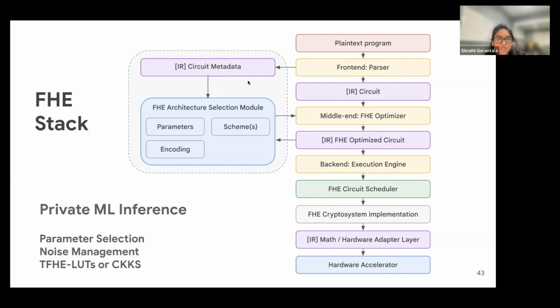Architecture selection means: what are the parameters? What scheme do I want to choose? How do I encode my message in one of those schemes? All of those become new questions in the private ML space.